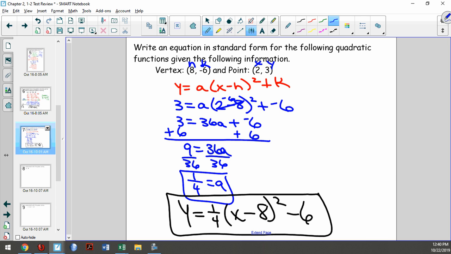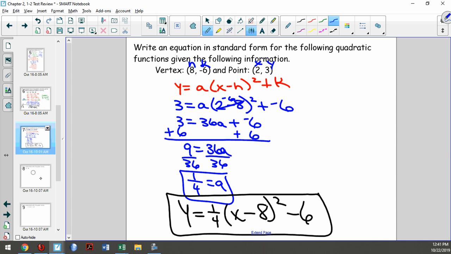Because that's just the vertex. That's what they decided to call it in the formula. They couldn't do X and Y, so they had to come up with different letters for it. So they just chose H and K. It's kind of the same thing that they do for the center of a circle as well, H and K.